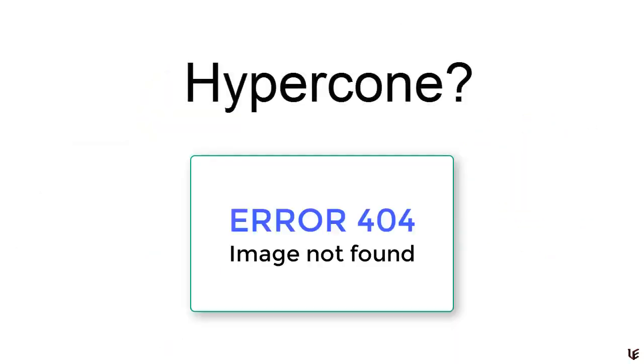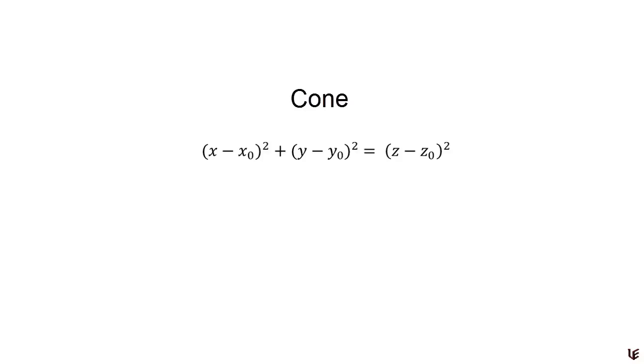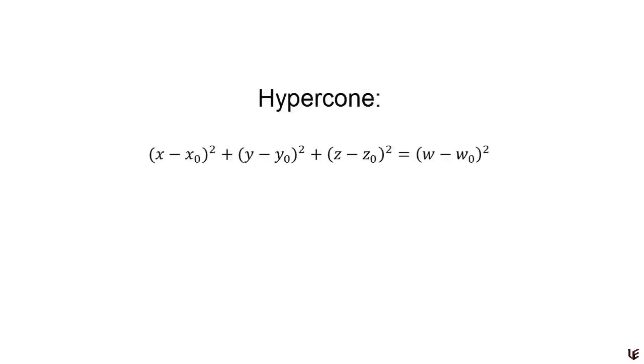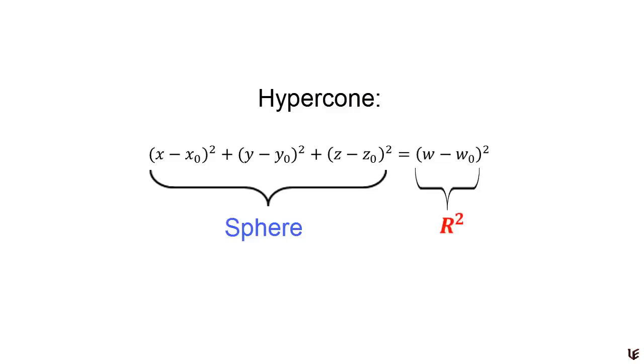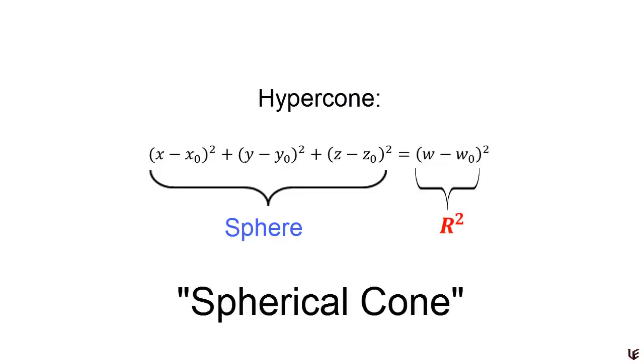Okay, so what would a hypercone look like if it were to pass through our world? Again, we can start by analyzing its algebraic formulation. By definition, the boundary of a 3D cone is formed from an extrusion of a circular base to a point in the z direction. And in 4D, the hypercone is an extrusion from a spherical base to a point in the w direction, which is also why it's sometimes referred to as the spherical cone.